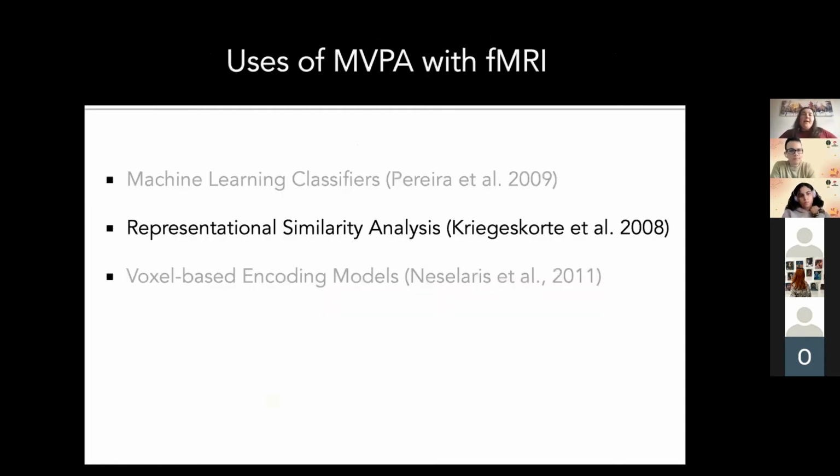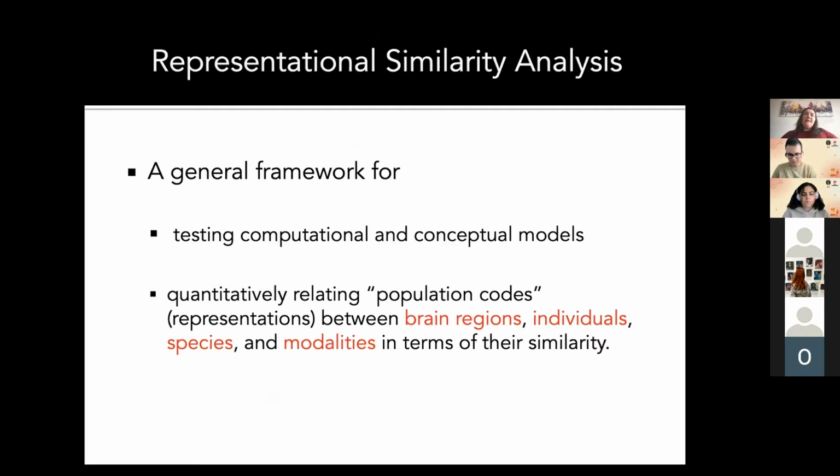Okay. Let's now move on to the second pattern analysis technique, which is representational similarity analysis. This is a general framework for testing computational and conceptual models. It's a nice technique to quantitatively relate population codes between different brain regions, different individuals, different species, and different modalities in terms of their similarity.